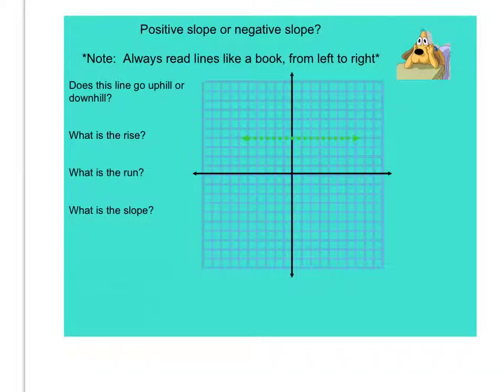So let's look at another line here. We want to know, is this a positive slope or a negative slope? So the first question we have to ask is, does this line go uphill or downhill? Well, you'll notice it goes side to side, so it goes neither uphill nor downhill. What is the rise? I mean, how do I move up or down from point to point? Well, if I pick a point here and a point here, I don't move up or down at all. So my rise is 0.